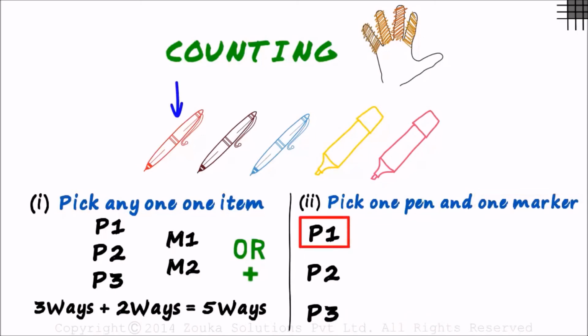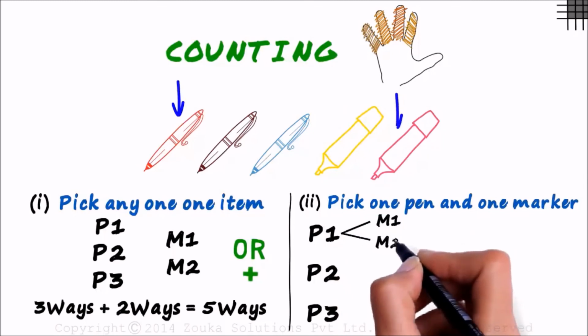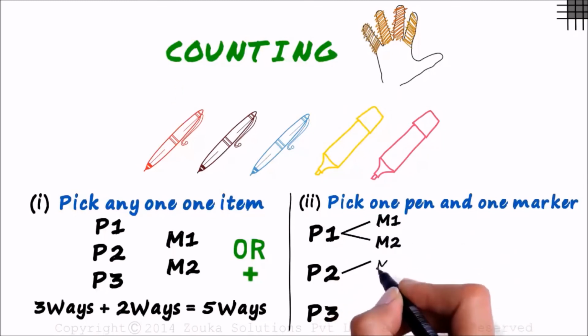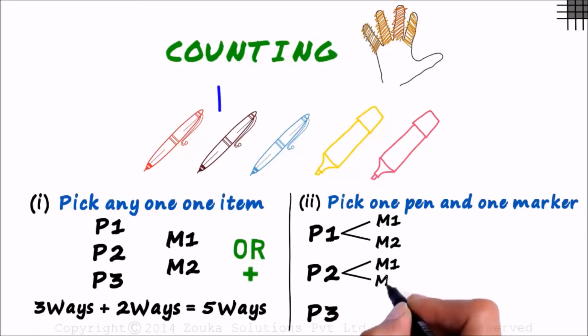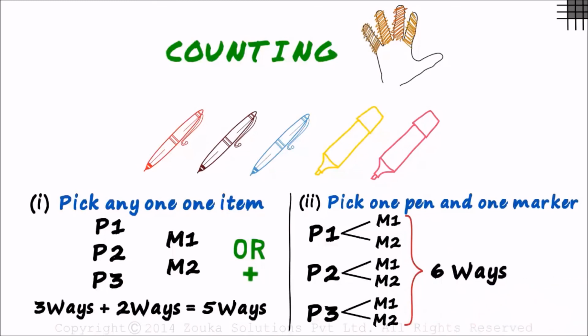Maybe after picking the first pen, we pick the first marker. Or maybe after picking the first pen, we pick the second marker. So one way is P1M1 and another is P1M2. Or maybe we pick P2 and then M1, or P2 and M2. In all, we can see that there are 6 ways in which we can pick a pen and a marker. Which are the 6 ways? P1M1, P1M2, P2M1, P2M2, P3M1 and P3M2.